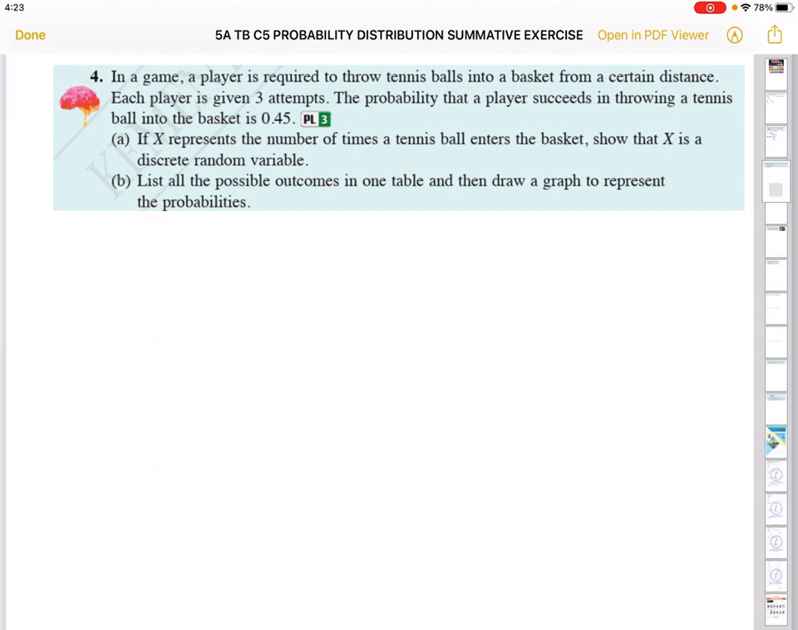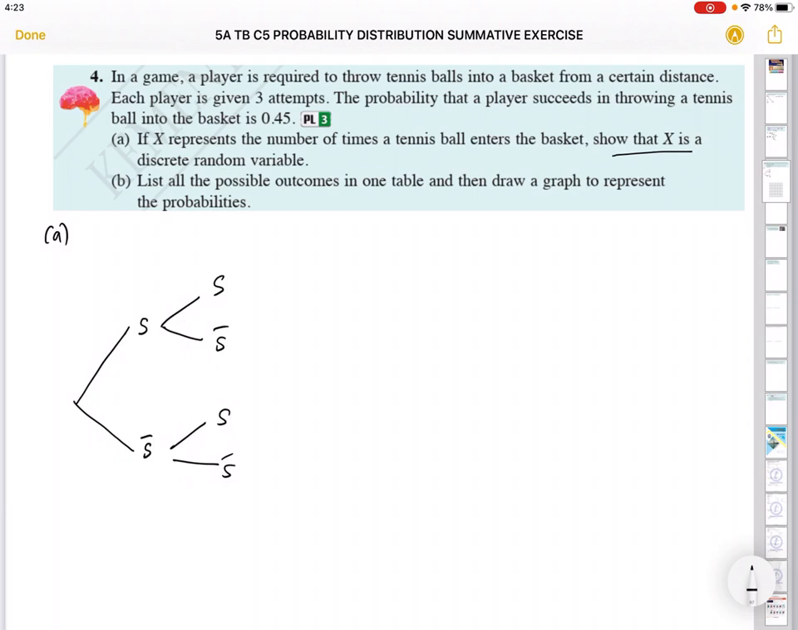So in this case, if they ask you to show, you need to start from scratch, as in we start from a tree diagram. So here we have to start off by drawing a tree diagram like this. Let's say if he scores, I'm going to call it S. He misses, I'm going to call it S with a bar. You can write M for miss. Then this is score, miss, score, miss, score, miss, score, miss, score, and miss. Great. So the chance of you scoring is 0.45, missing would be 0.55, and so on.